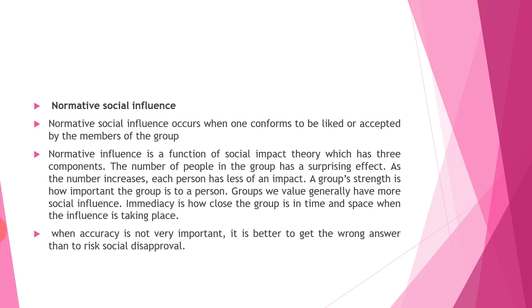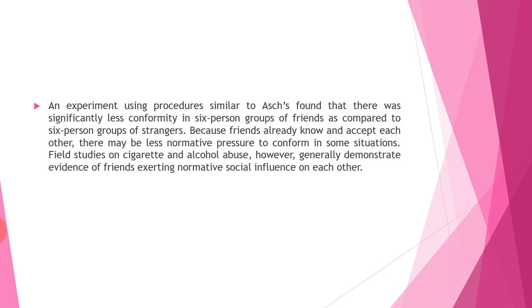So there is one more situation: when accuracy is not very important, it is better to get the wrong answer than to risk social disapproval. And there is a contradictory situation also. In an experiment using procedures similar to Asch's, it was found that there was significantly less conformity in 6-person groups of friends as compared to 6-person groups of strangers. Because friends already know and accept each other, there may be less normative pressure to conform in some situations. Field studies on cigarette and alcohol abuse, however, generally demonstrate evidence of friends exerting normative social influence on each other. So there are exceptions in these kinds of research.